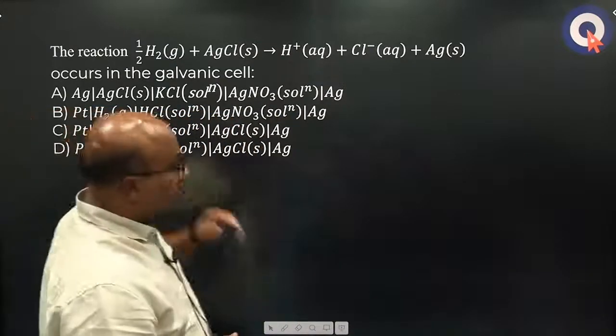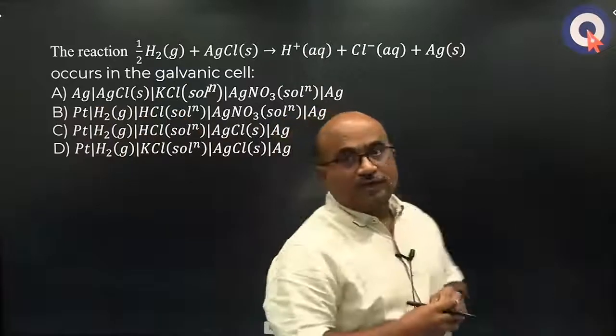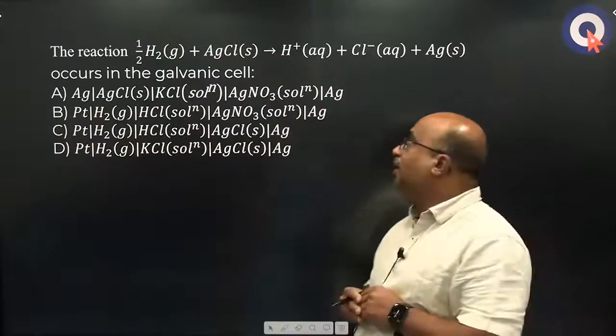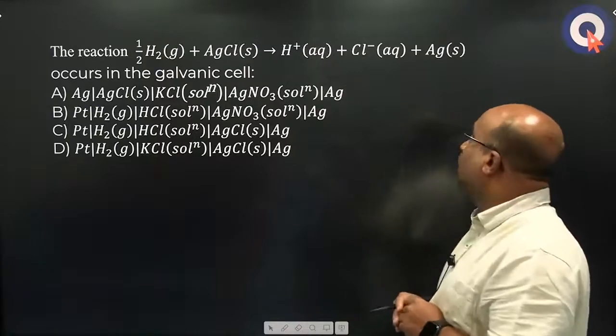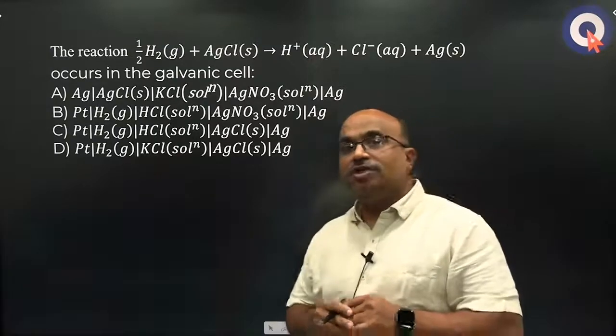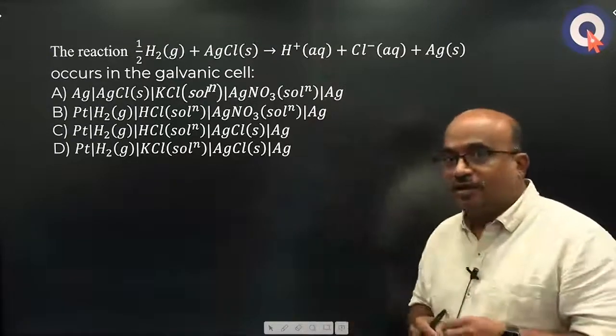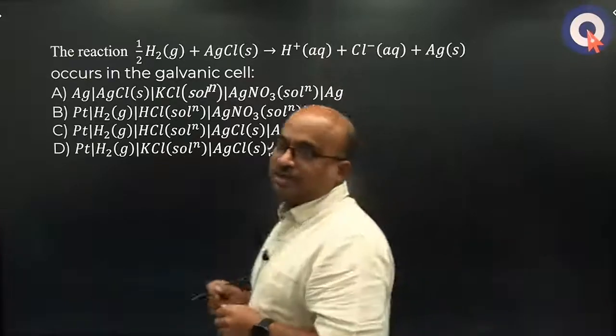The reaction is half H2 plus AgCl solid, giving H plus aqueous, Cl minus aqueous and Ag solid. In which of the following galvanic cells does this cell reaction exist?